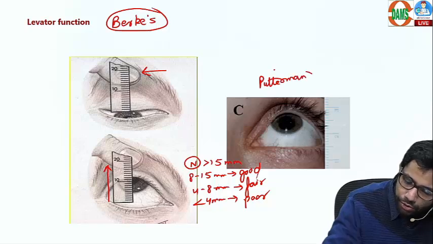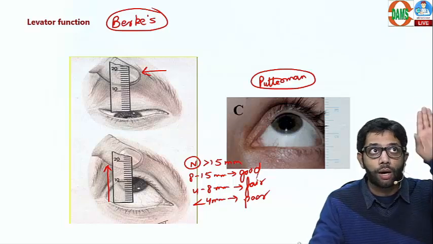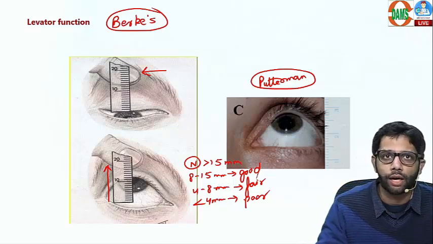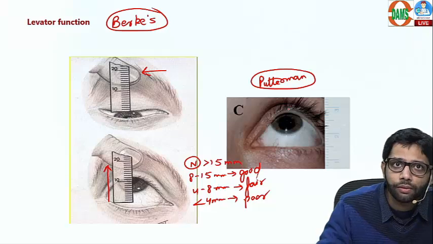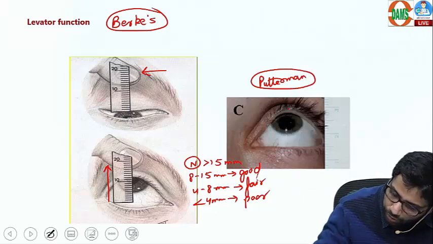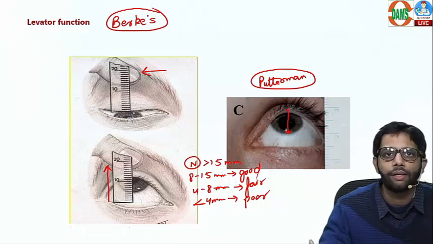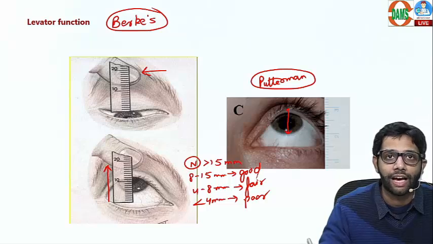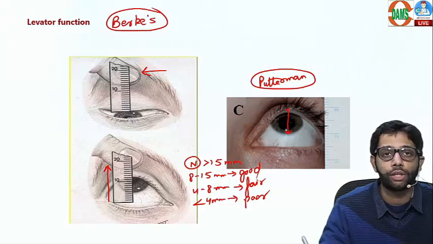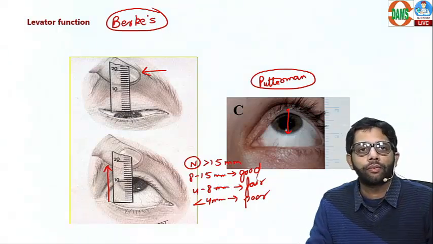Putterman's method. Usually they won't ask you to demonstrate it clinically, but theoretically they can ask. You ask the patient to look up in upgaze. See, this patient is looking up. The distance from the upper eyelid margin to the 6 o'clock limbus, that will be the LPS action. This is Putterman's method. Here the patient is doing it.